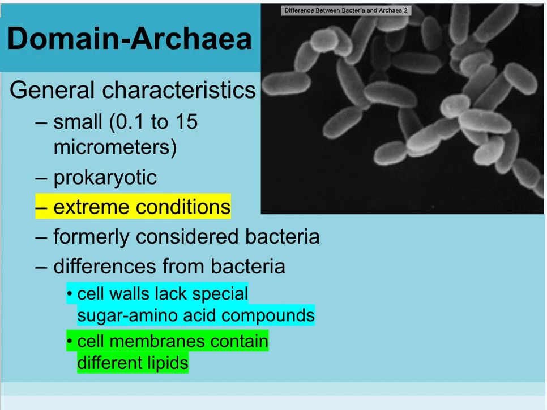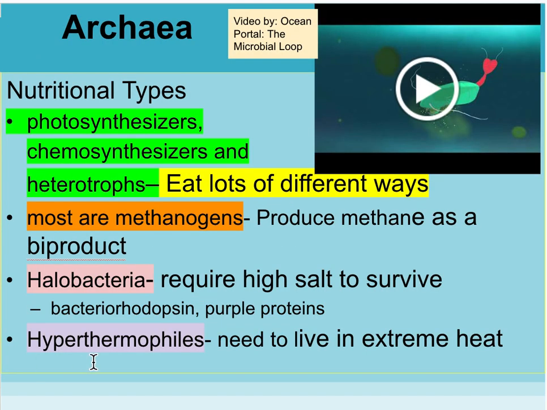So there's another domain that we need to talk about called the archaea. The archaea are very, very tiny, and they can live in very extreme conditions. Their cells lack special sugar amino acid compounds, and their cell membranes contain different unique lipids. This is a video by Ocean Portal, the microbial loop, that is pretty interesting and shows you a little more about that.